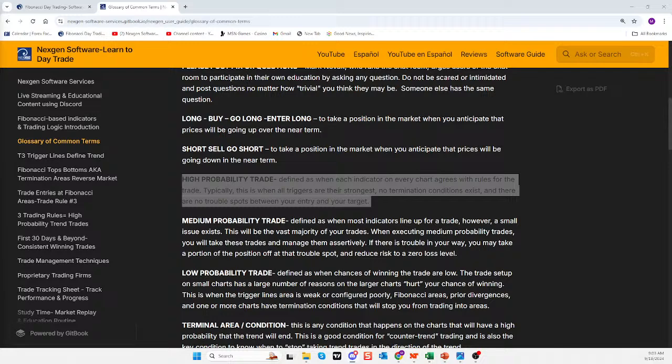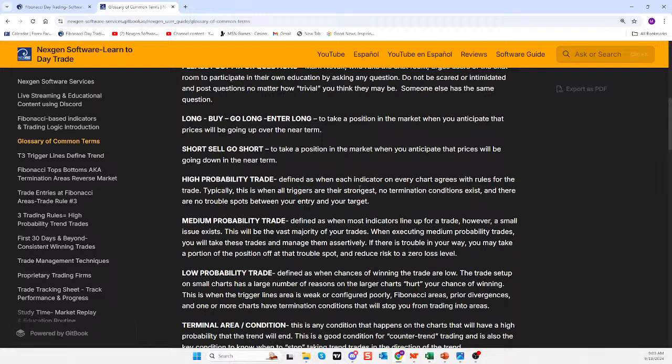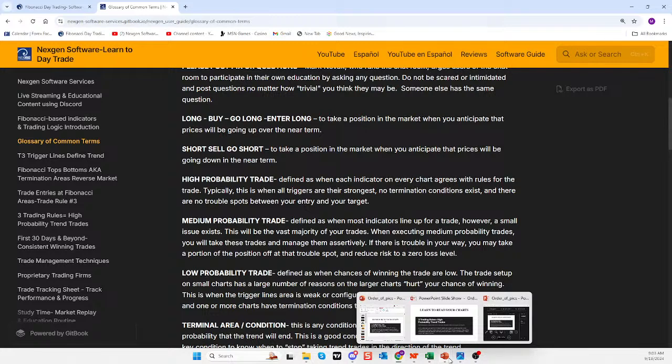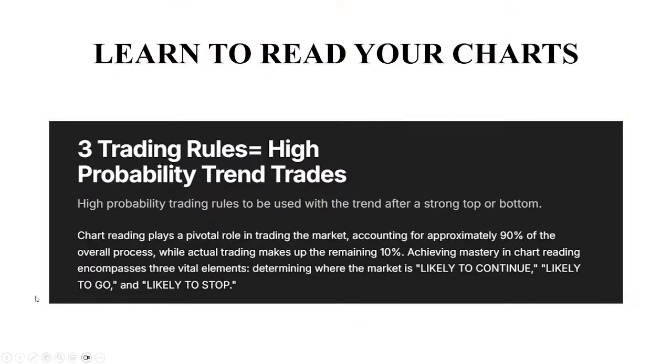But most importantly, when each indicator on every chart agrees for the trade, it teaches you to read your indicators. That's all I want for you. I'm not here to make you a super trader. I'm here to make you an awesome chart reader. Because once you're a chart reader, you're going to understand where the market is likely to continue, where it's likely to go, where it's likely to stop. You're going to be able to make informed decisions based on the information your indicators are giving you.